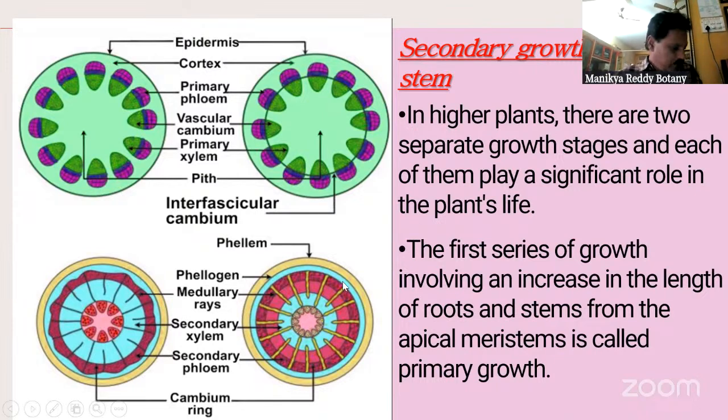Okay. Sorry for the disturbance. It's an urgent call. So this is a primary stem. A strip of cambium is there. In monocots, it is absent.